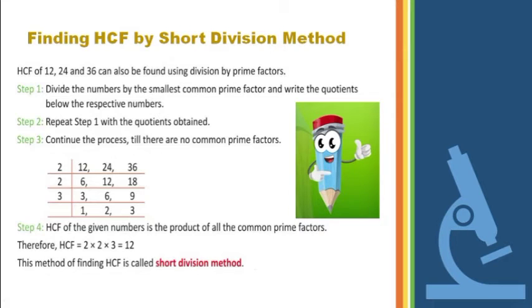Now another method is finding the HCF of the given numbers using the short division method. So see here, another method is the short division method. Again we are taking the same numbers as you have seen in the earlier method, but the method of calculating is different. So the HCF of 12, 24 and 36 can be found by using division by prime factors. Now we will be using a method of division.